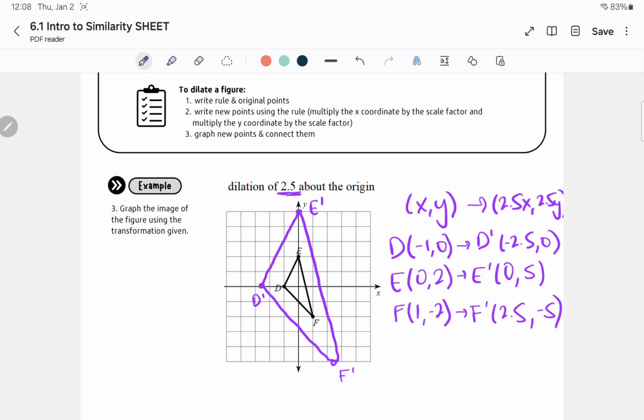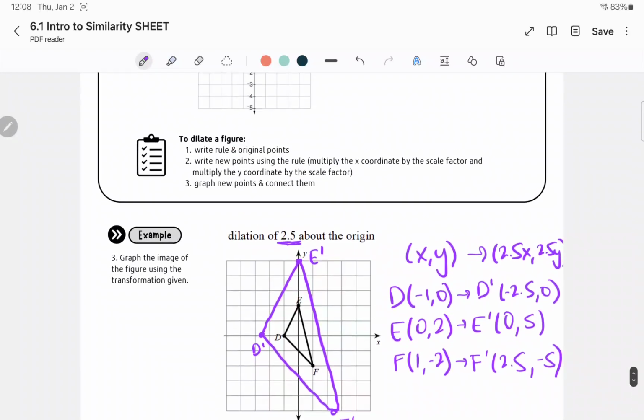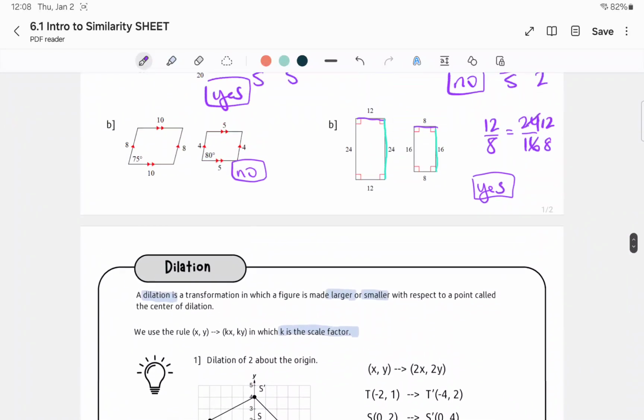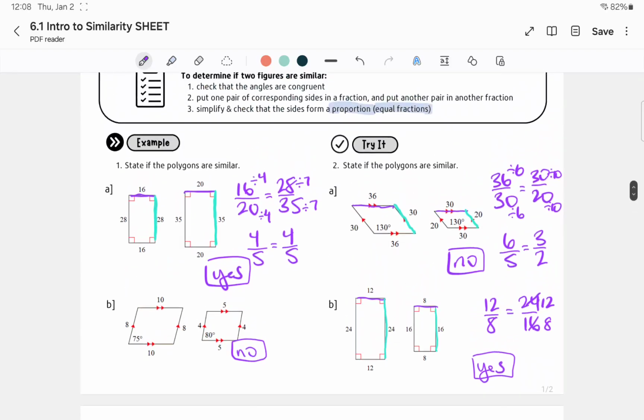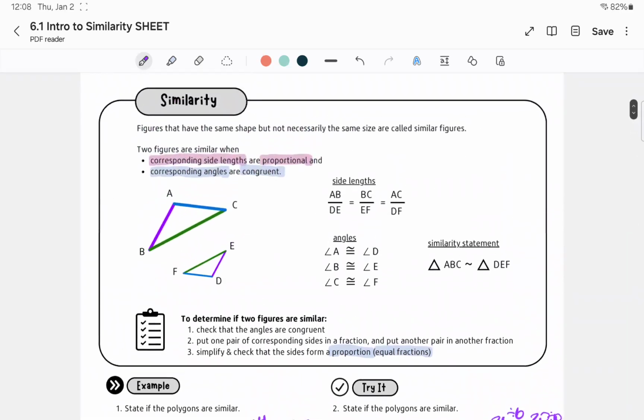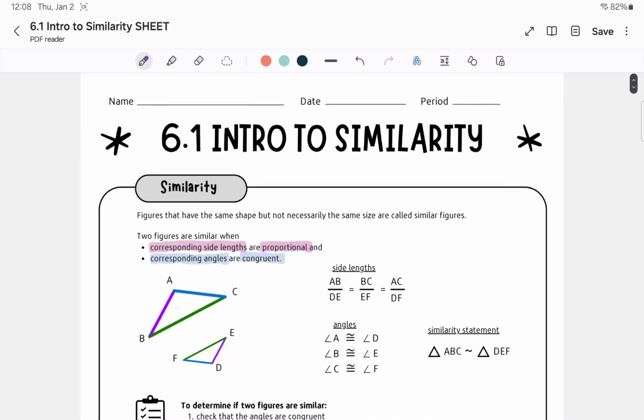All right. So again, in this lesson, all we've done is dilate a picture. You're going to do that in the practice. And also determine if the polygons are similar by setting up your ratios, simplifying them, and seeing if they're equal to each other. That's going to form a proportion.